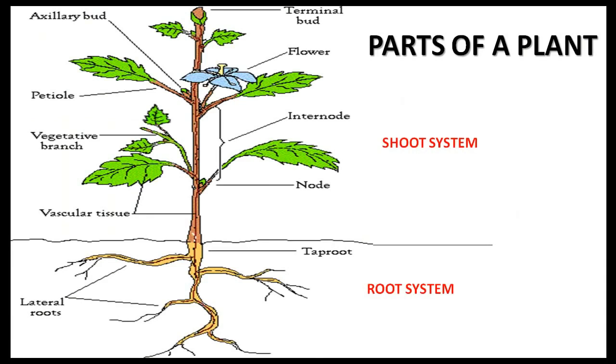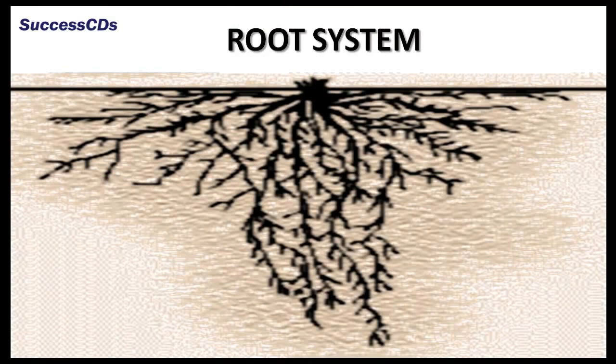Plants can be divided into two main parts. An underground part which remains under the soil and is called the root system, and an above the ground part which remains above the ground and is called the shoot system. The root system consists of the roots. The shoot system consists of stem, branches, leaves, buds, flowers, fruits and seeds. Root is the underground non-green part of the plant body which fixes the plant to the soil.